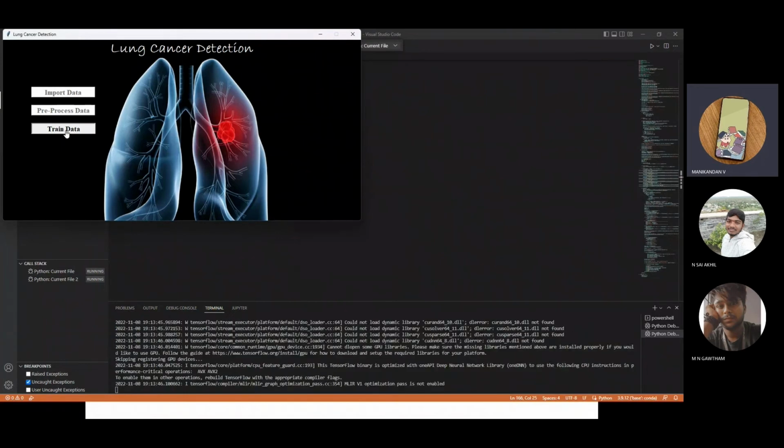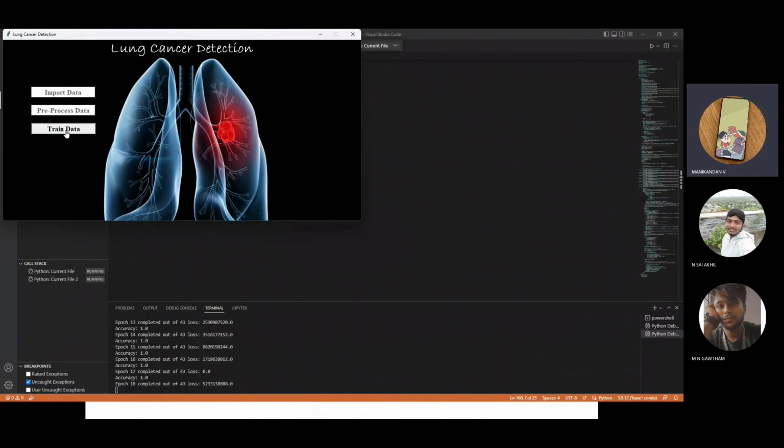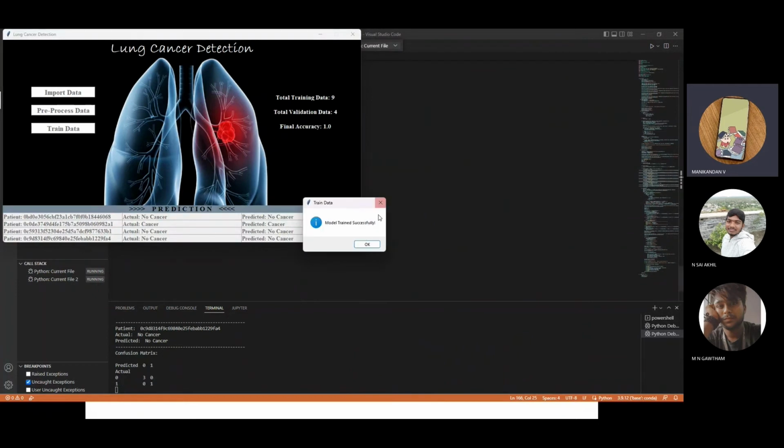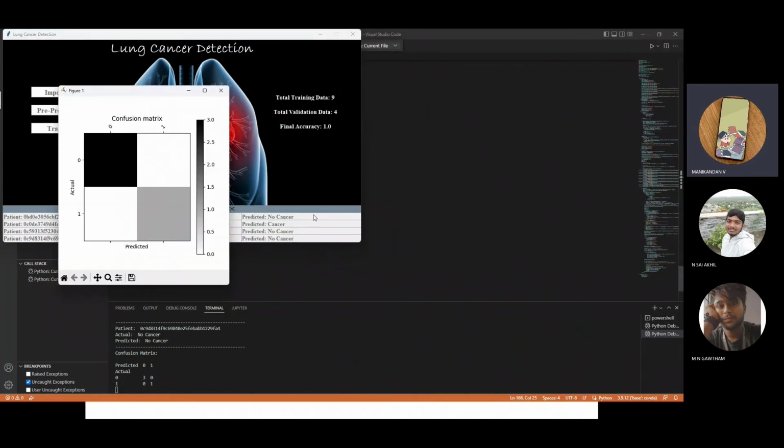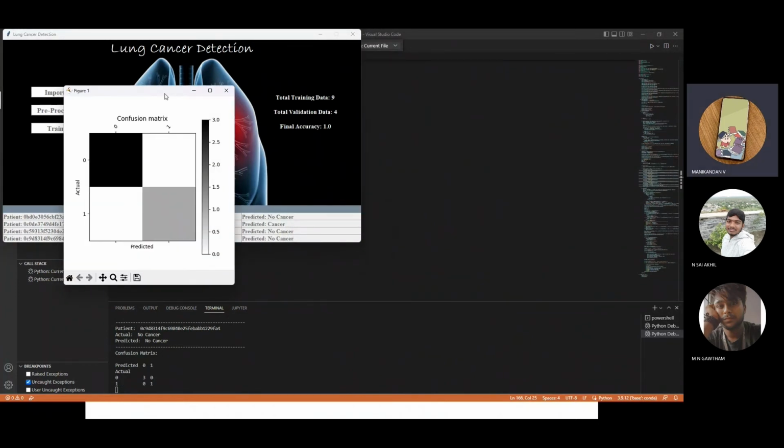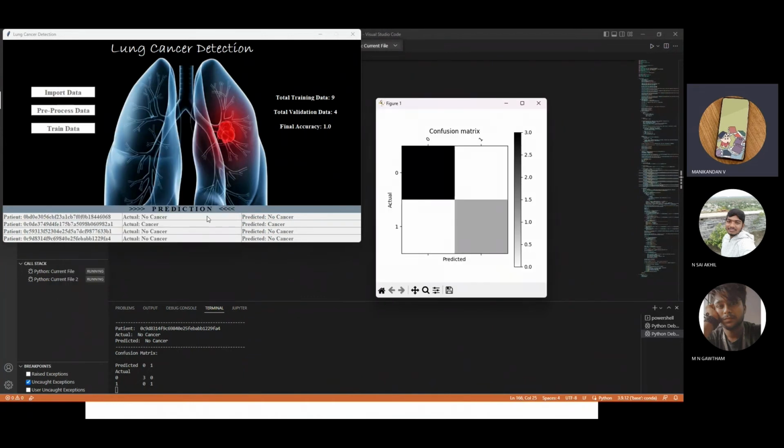And we're going to train the data. Before training, we are going to apply the epochs. And after training takes place, it shows the confusion matrix. Along with it, it shows the predicted data and the actual data. And this is the output of the source code project.